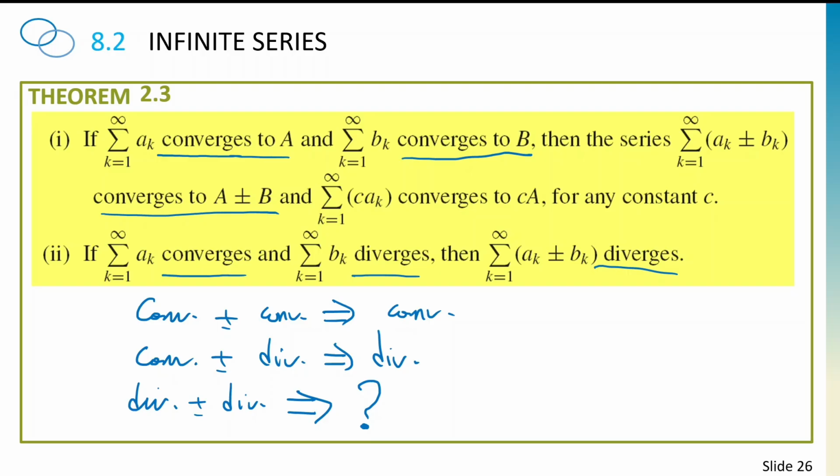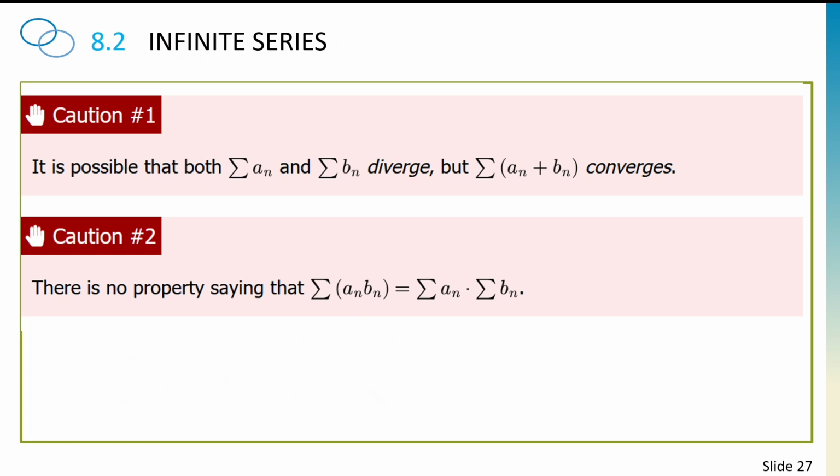Let's see the next note, which is really important. If both of them are divergent, it does not mean that the result is divergent. Okay? So it's possible that both of them are divergent, but the addition or subtraction, especially with that telescoping series, we'll see this in a bit, may be convergent. So no guarantee. Okay? So this is the first note.